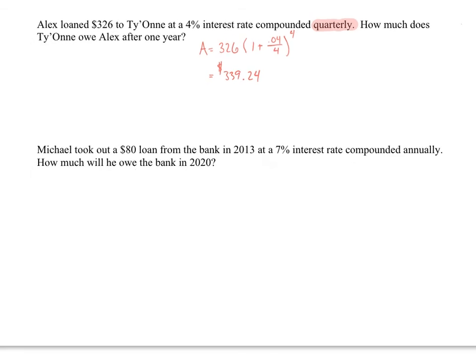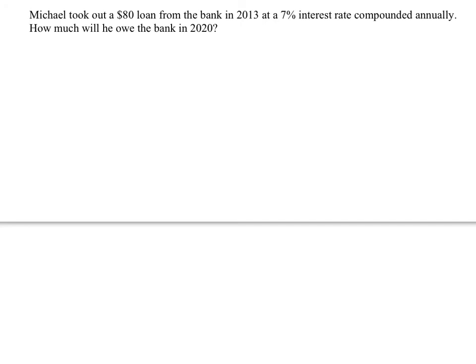All right, last one. Michael took out an $80 loan from the bank in 2013 at a 7% interest rate, which is compounded annually. So that's just once per year. How much will he owe the bank in 2020? So the first thing that we're going to have to figure out is between 2013 and 2020, how many years is that? Because we're going to have to know the time, right? So 7 years have passed at that amount of time. So we don't know the total amount. We're going to find that out. He starts off with an $80 loan. That's going to be compounded once annually.